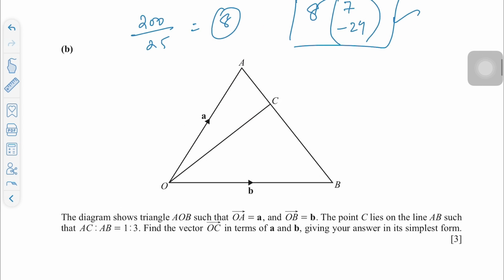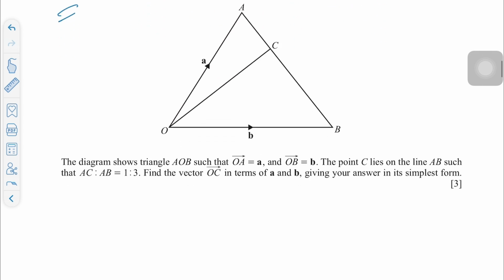Right. So we have our part B, in which a triangle is given, right?